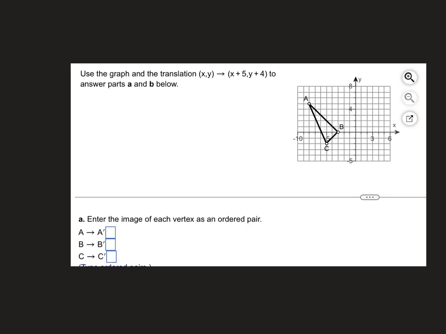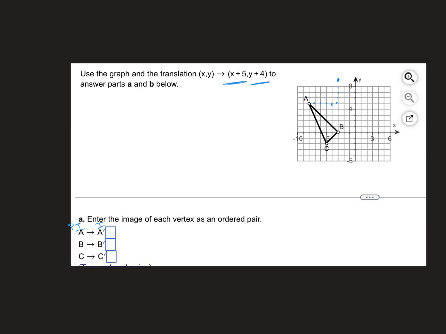All right, now we're moving into translations. So we are taking each of these points. This is my pre-image, and this is my image. I'm going to take the ordered pair and add 5 to the X and 4 to the Y. So that means I'm going to move it over 1, 2, 3, 4, 5 to the right, positive 5 is to the right, and up 1, 2, 3, 4.